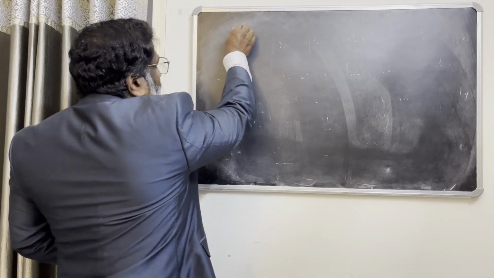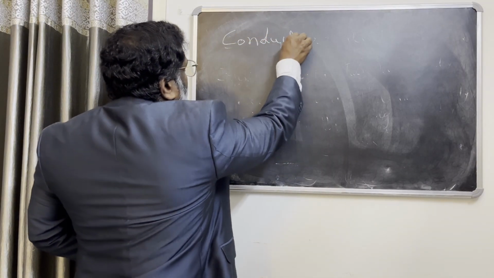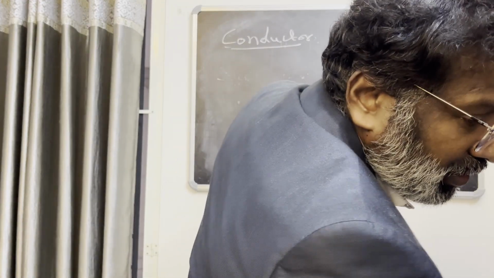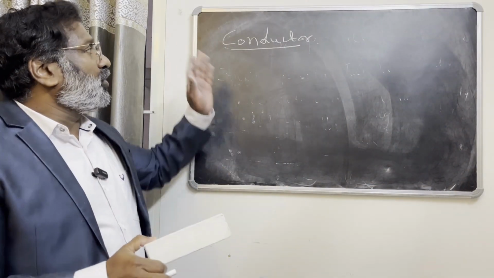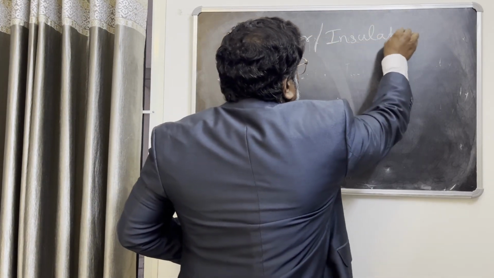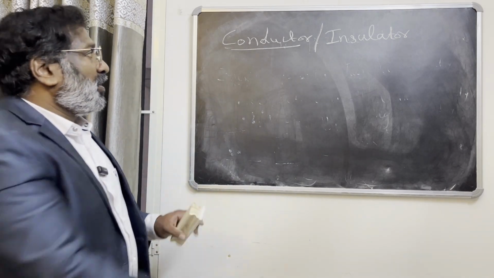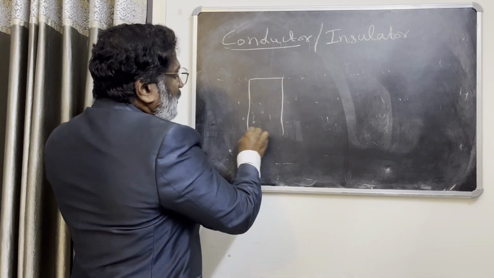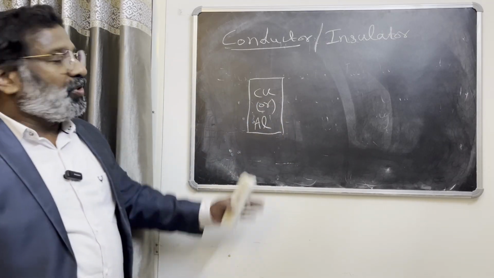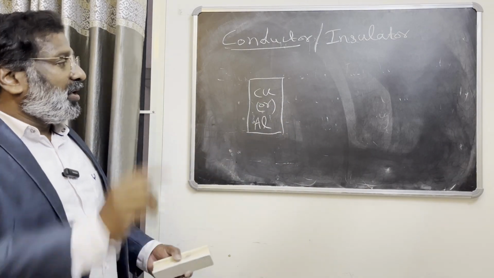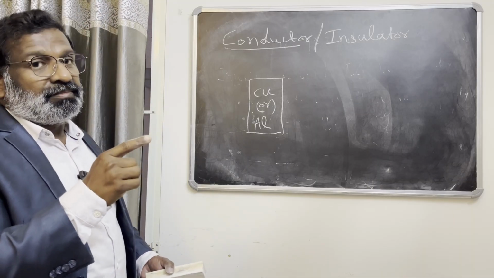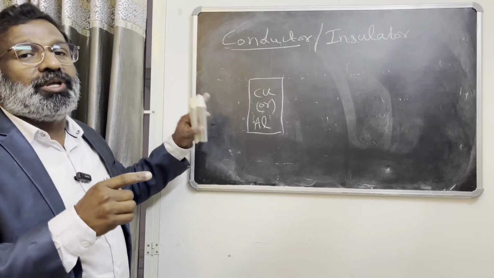Now we shall move on to conductors. If you take metals or any matter, it is of 2 types, conductor or insulator. If you take metals like copper or aluminum, the electrons in the outermost orbit, the valence electrons, are loosely bound to the nucleus.